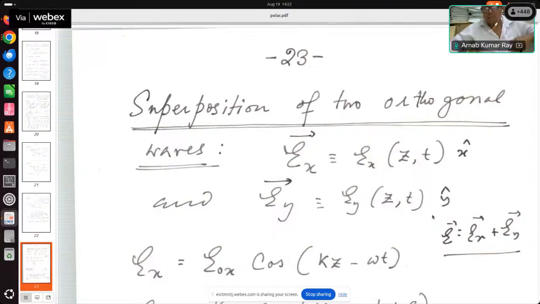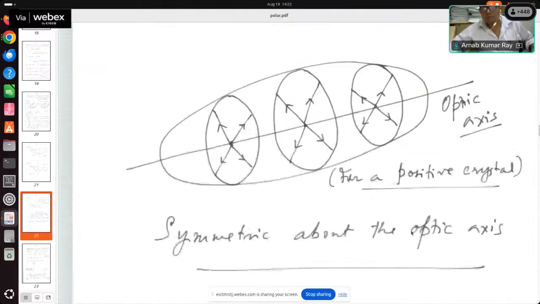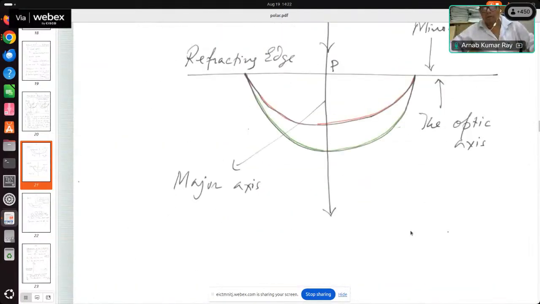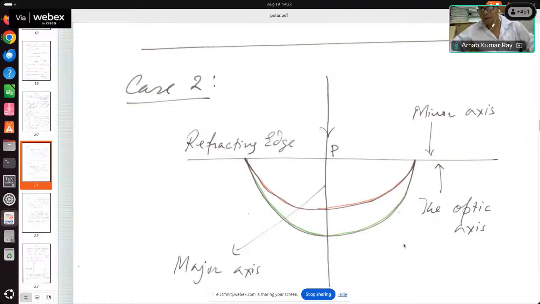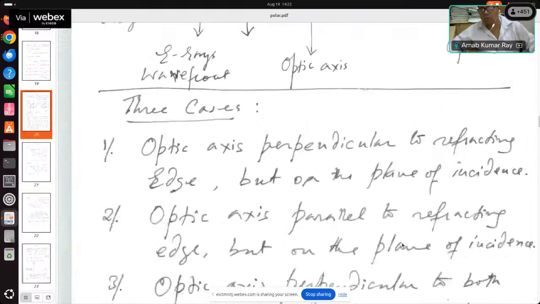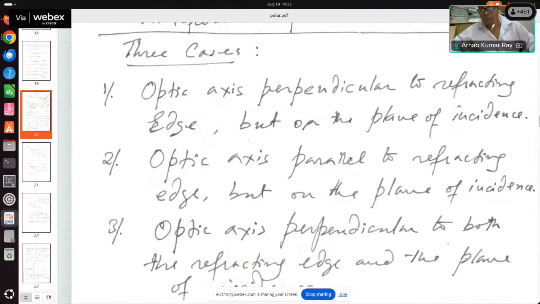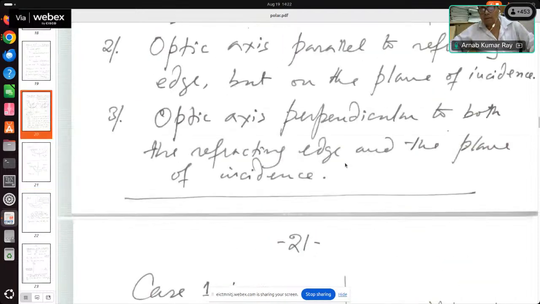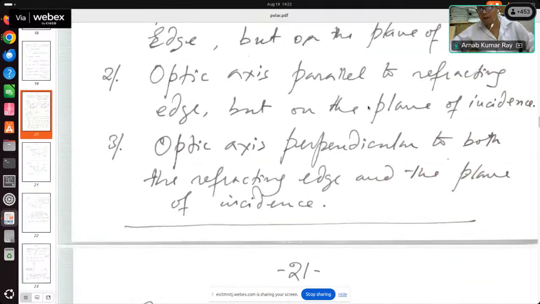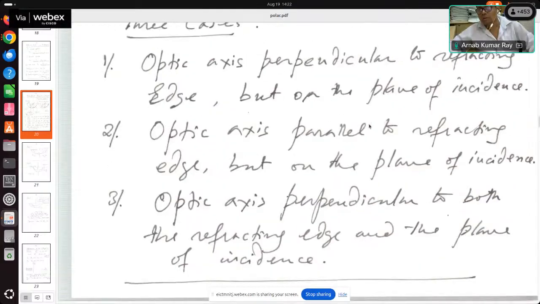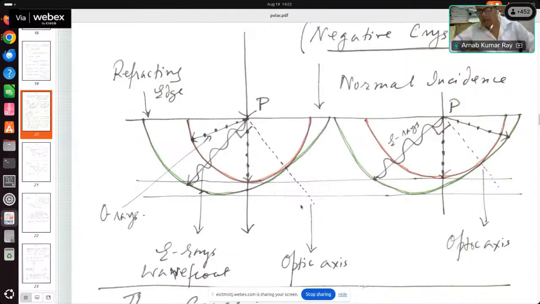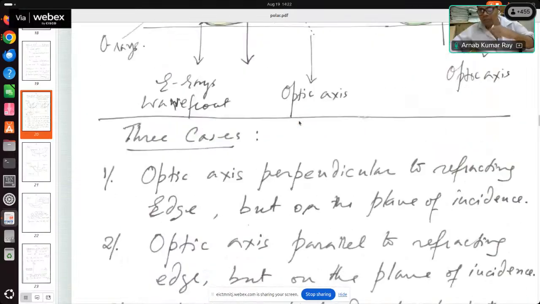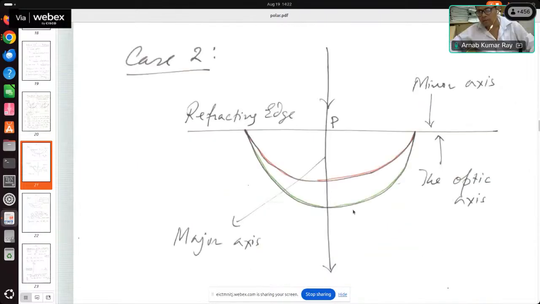Yes, yes. So yesterday we finished up to this Huygens idea. I would just advise you all to make a very careful note. See, this wavefront formalism. Make a very careful note of case 2. What is case 2? Case 2 is optic axis parallel to the refracting edge, but on the plane of incidence. So here is the dotted line. This is the optic axis. It will be on the plane of incidence but parallel to the refracting edge. So this case will be important. Do also note this diagram.